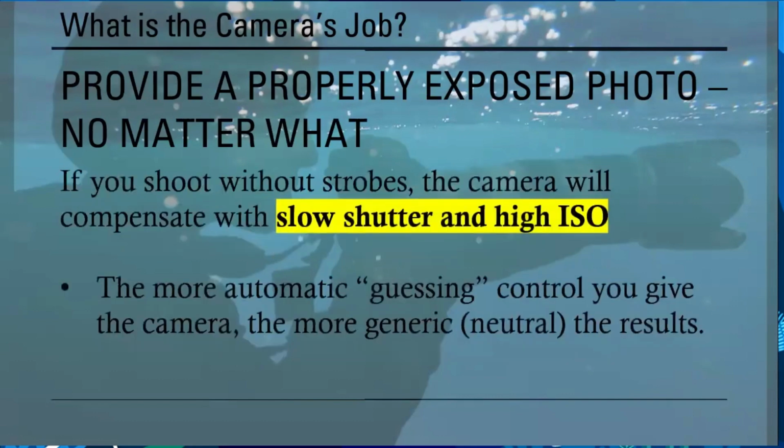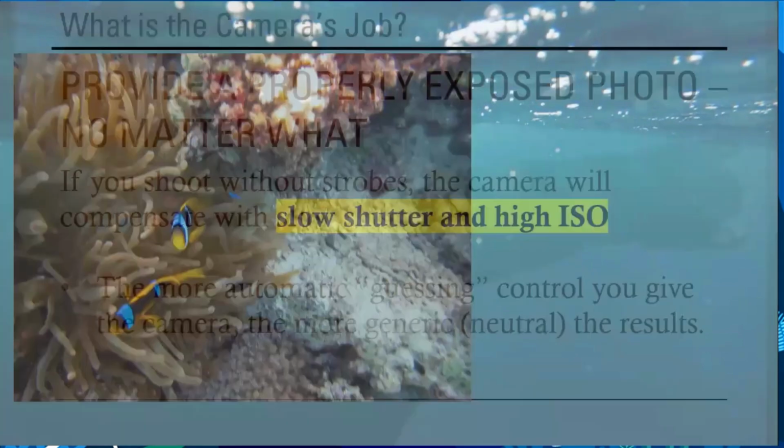Now, if you shoot without strobes, the camera will compensate with a slow shutter and high ISO. We'll get into that. The more automatic guessing control you give to the camera, the more generic and neutral results it's going to give you for the exposure.